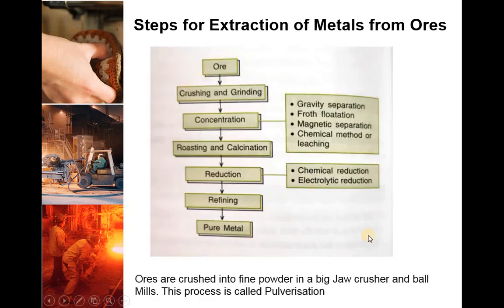This is a flow chart: ore, crushing and grinding, concentration. Now concentration can be done by four methods: either gravity separation, froth flotation, magnetic separation, or chemical method, or leaching. These methods apply for different ores. Then after concentration, roasting and calcination. Then reduction. Reduction can be of two types: chemical reduction and electrolytic reduction. Then refining, and finally we will get the pure metal.